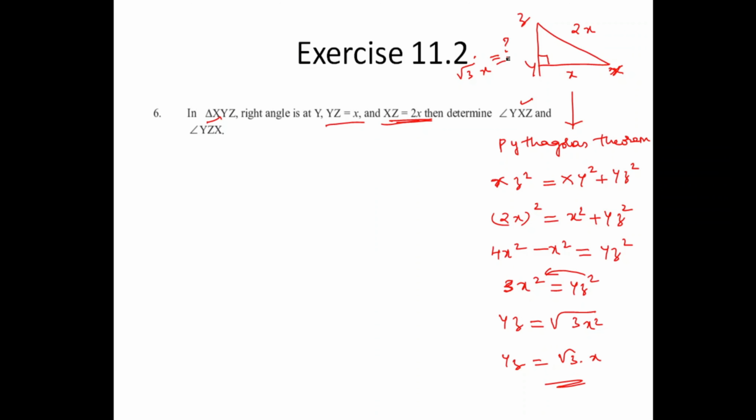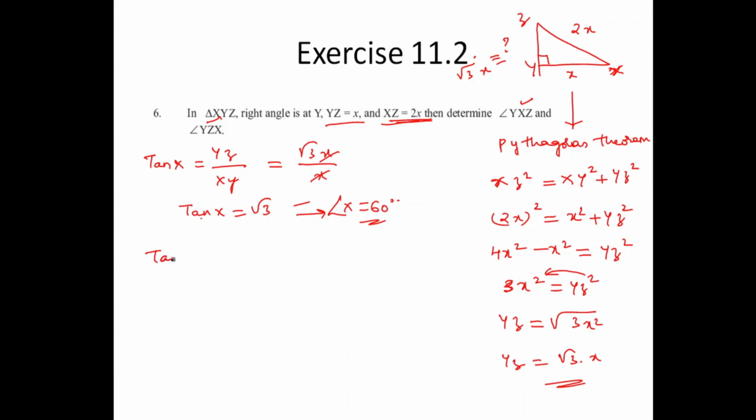Now you need to find the angle X. To find angle X, I am using tan X, which is opposite by adjacent, if you remember. So I am substituting the values: root 3x by x. When I solve this, I am left with only root 3. So tan X is equal to root 3, which says that angle X is equal to 60 degrees.